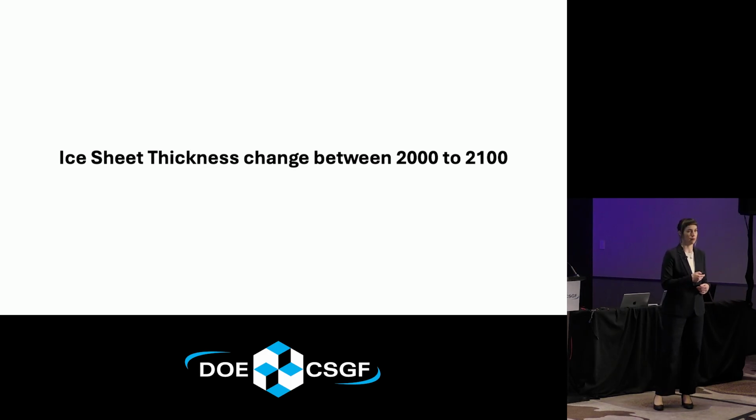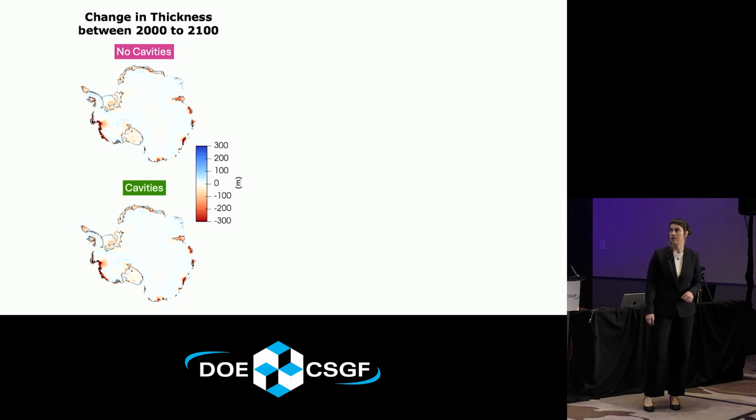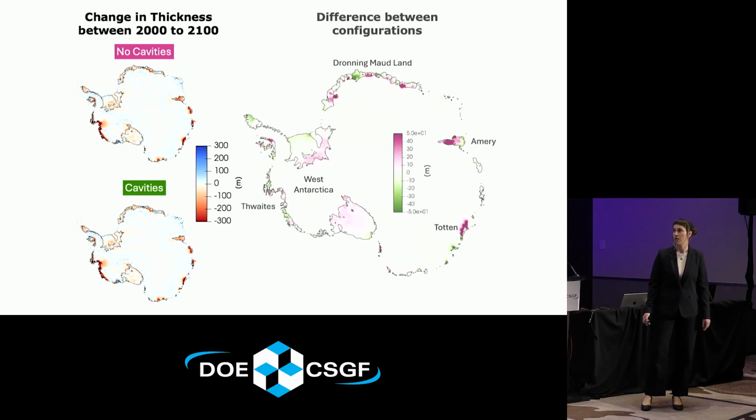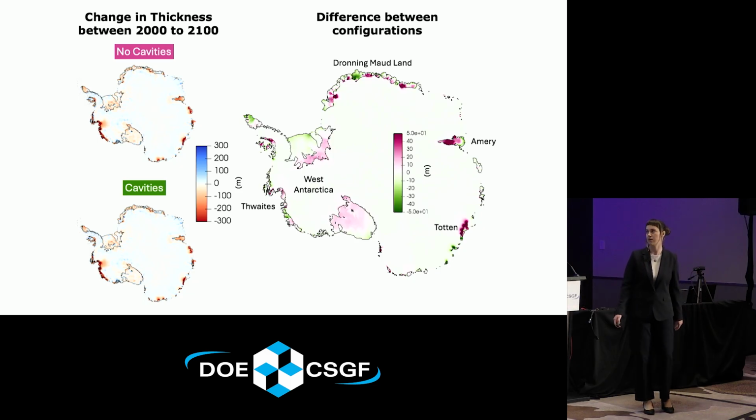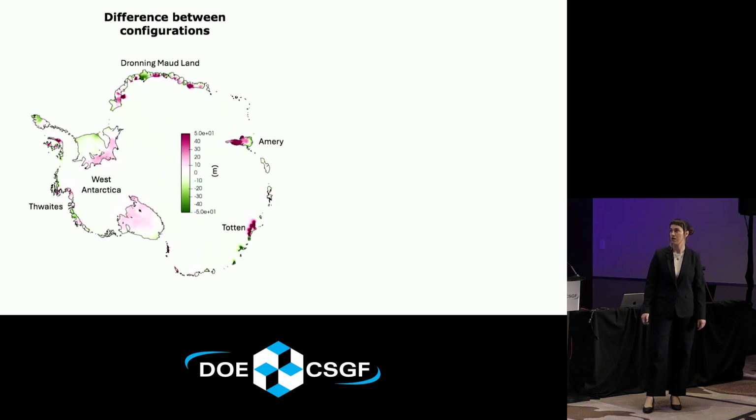So now I'm going to show the response of the ice sheet model from those melt rates. On the left-hand side is the ice sheet thickness change. So again, top is no cavities, bottom is cavities. Very dominated by red, so we're seeing a lot of thinning for both of these cases. But again, I want to see which configuration is contributing a larger thinning signal. And again, it's the case where we exclude those cavities.